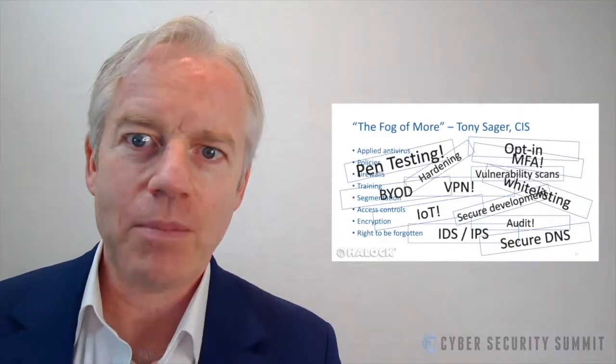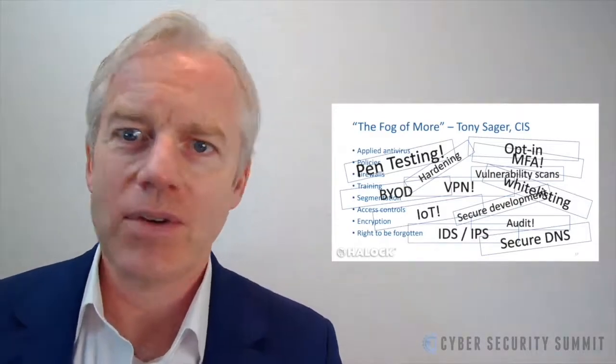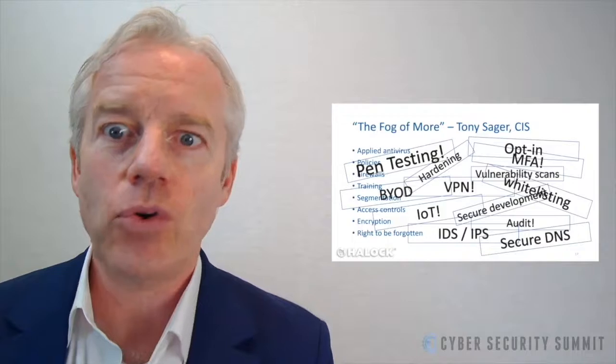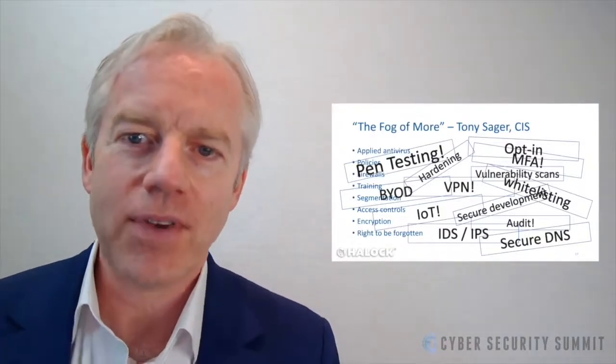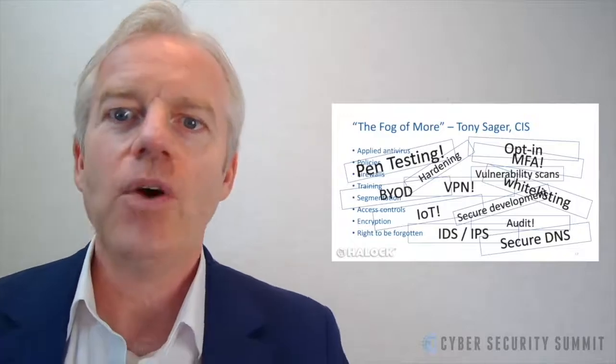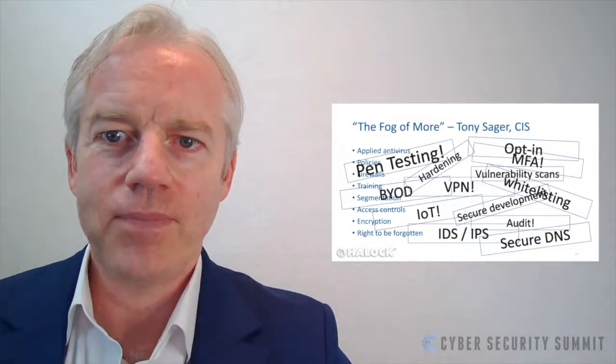There are more requirements that you've got to do. They contradict each other. It's hard to prioritize. You're told to have more tools. Well, what are those tools doing? The fog of more makes it difficult for us to have clarity and to see what it is that we should be prioritizing. And this is where I sympathize with you.